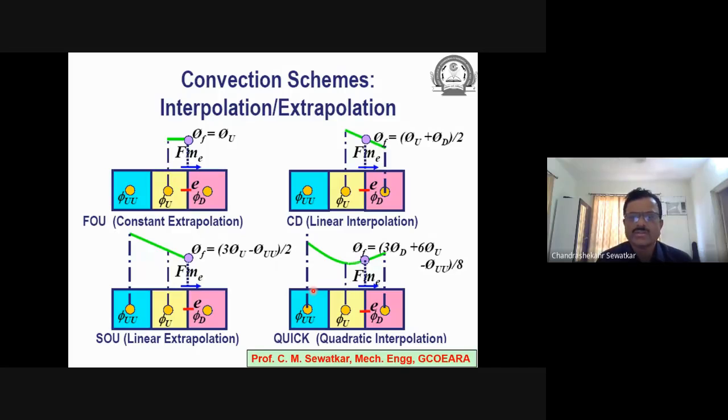What I'm doing here is summarizing all the convection schemes in a single slide for your ready reference. So here my phi f is always phi u. In central difference scheme, which is linear interpolation, phi f is phi u plus phi d divided by 2. In case of a second order upwind scheme, phi f is equal to 3 phi u minus phi uu divided by 2. And in case of a QUICK convection scheme, it is 3 phi d plus 6 phi u minus phi uu divided by 8. This is quadratic convection scheme.